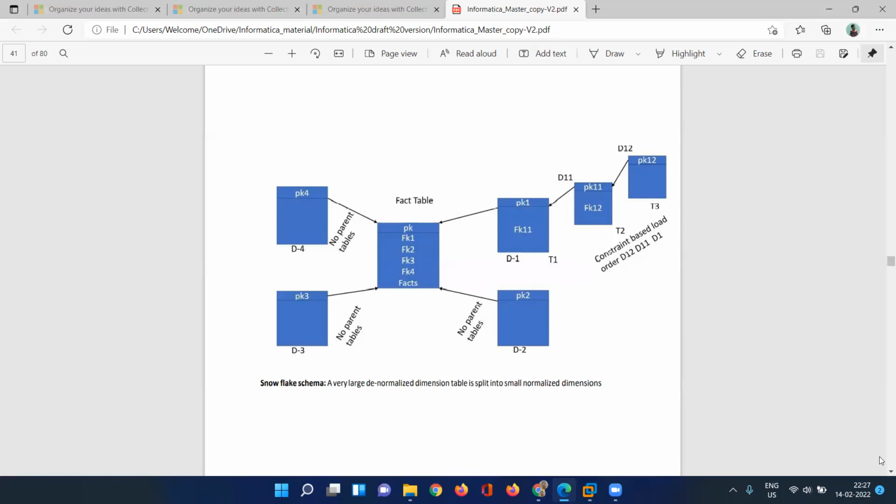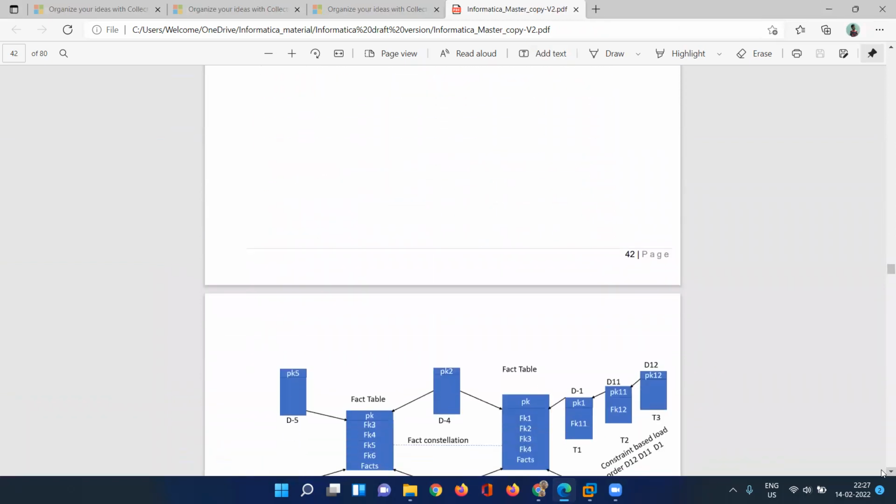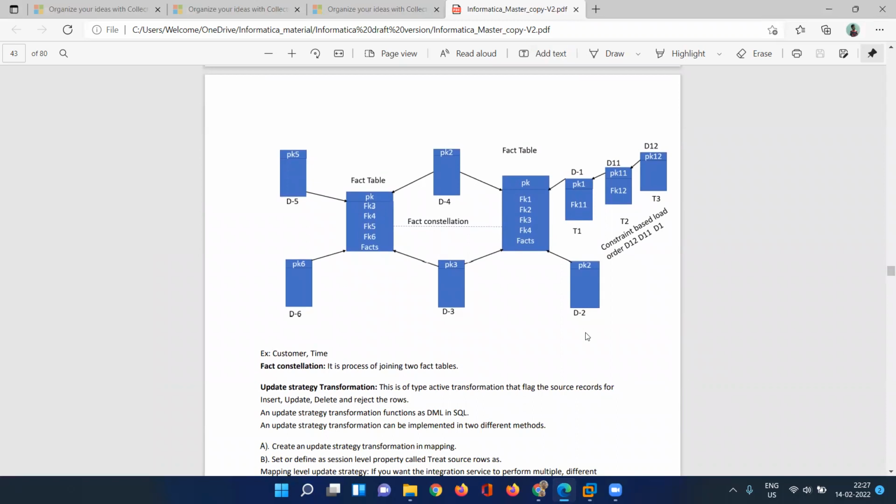Okay, move on to another model that we have. This is called a bus schema or galaxy schema. Multiple names we have here. Whenever you join fact tables, this process is called fact constellation. You are joining these two fact tables, and this process is called fact constellation.